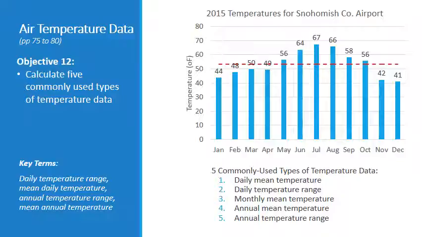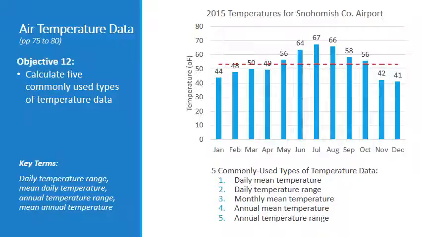There are 5 commonly used types of temperature data used to describe the weather and climate conditions at every weather station: the daily mean temperature and temperature range, the monthly mean temperature, and the annual mean temperature and temperature range. The daily data is used to generate the monthly data, and the monthly data is used to generate the annual data.